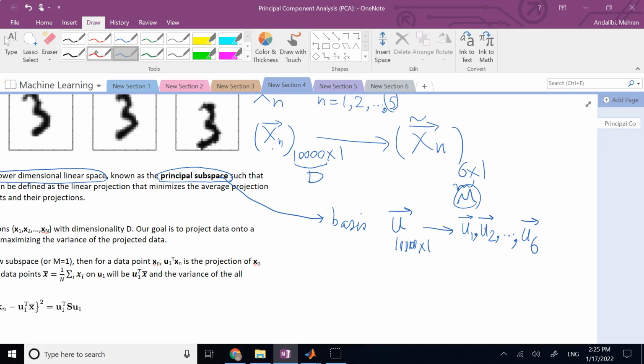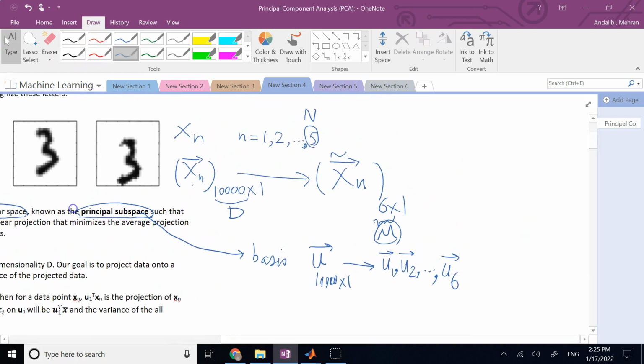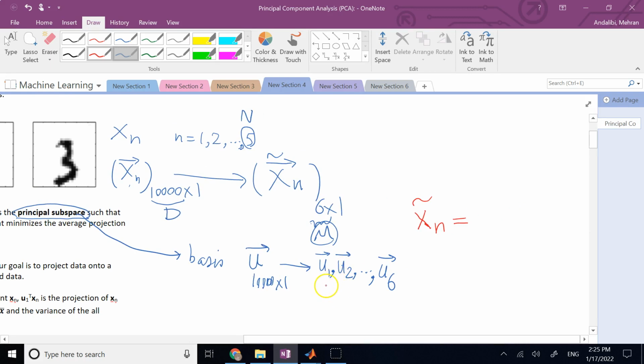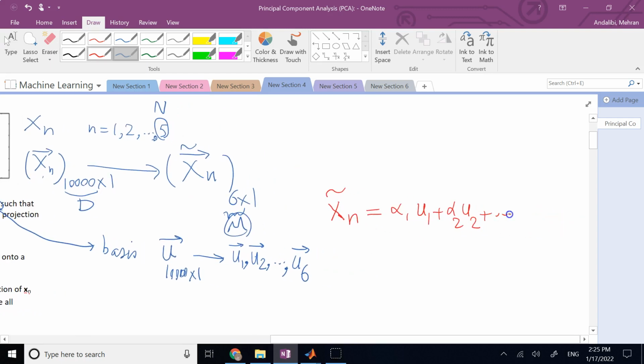So now, how do we do projection? For projection, all you need to do is dot product these u vectors with the x's, right? Then you project each one of these x's onto this subspace. So you can say that your x tilde of n is going to be a linear combination of these u's. It is like alpha 1 u1, correct? Plus alpha 2 u2 plus all the way to alpha 6 u6. These alphas are just scalars, and they are weights of this linear combination.